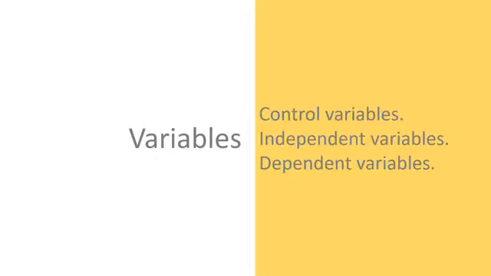Now, there are 3 types of variables. Some of you might have forgotten this already. This was taught, I believe, since we're in grade 4. But let's review again. You have control variables, you have independent variables, and you have dependent variables. Let's take on them one by one, and again, using the detergent experiment as an example.